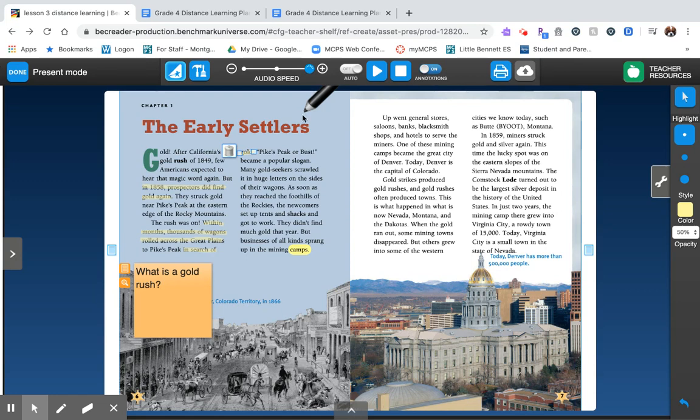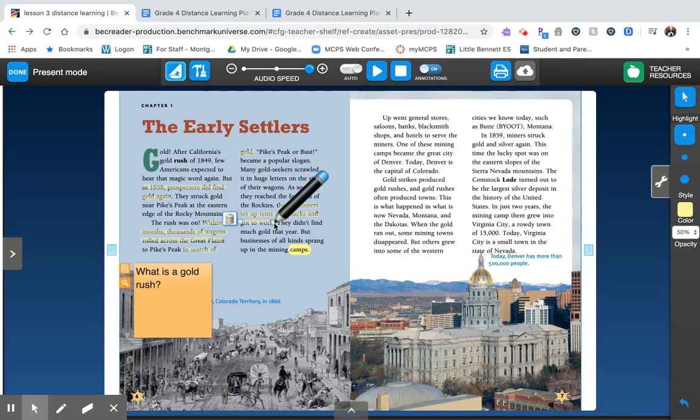Then I read that the newcomers set up tents and shacks and got to work. This explains that during the gold rush, people lived in tents and shacks so they could start working right away. They were rushed to find gold. So I'm going to highlight the newcomers set up tents and shacks and got to work.